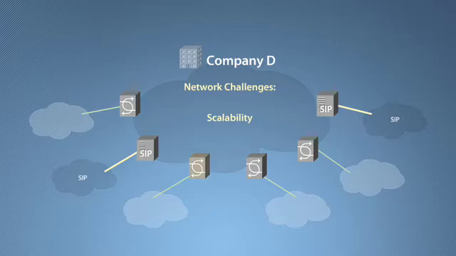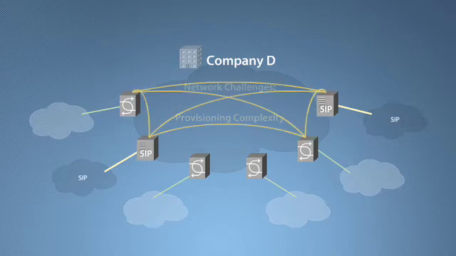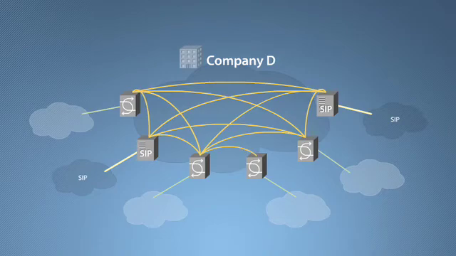Scalability. New soft switches have to be added to the network to increase capacity. Provisioning complexity. Each new piece of equipment must be provisioned with the routing entries for all the existing soft switches. Also, the existing soft switches must be updated with the routing entries for the new equipment.